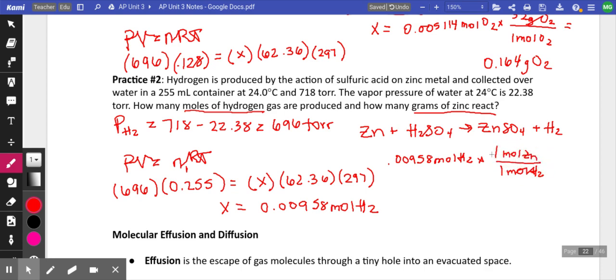Then I need to convert this to grams of zinc. So I know that for every 1 mole of zinc, the GFM should be 65.4. And so that should tell me that my mass of zinc would be somewhere in the realm of 0.627 grams.